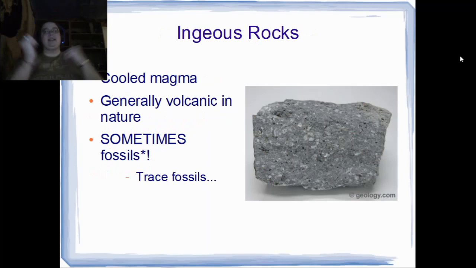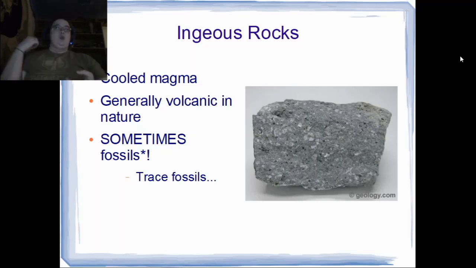Igneous rocks. Igneous rocks are cooled magma or cooled lava. There is a difference between lava and magma. Magma is what is already underneath the ground. Once magma comes to the surface, it is lava.